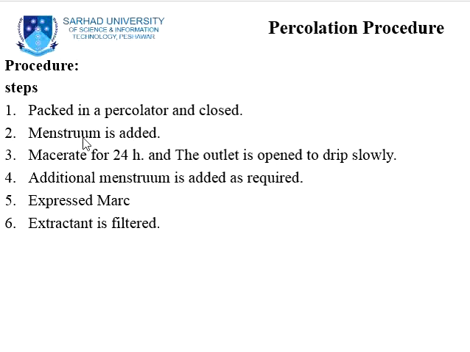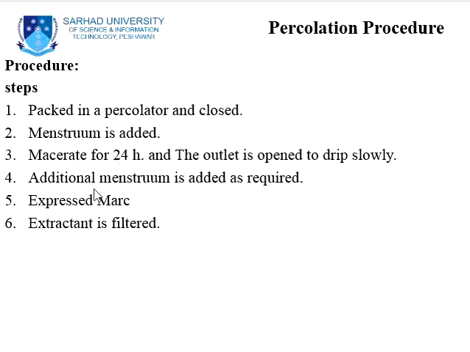An additional menstruum is added to form a shallow layer above the mass, over the crude drug. Number three, the mixture is allowed to macerate in a closed percolator for 24 hours. The outlet of the percolator at the bottom is opened and the extractant is allowed to drip slowly.